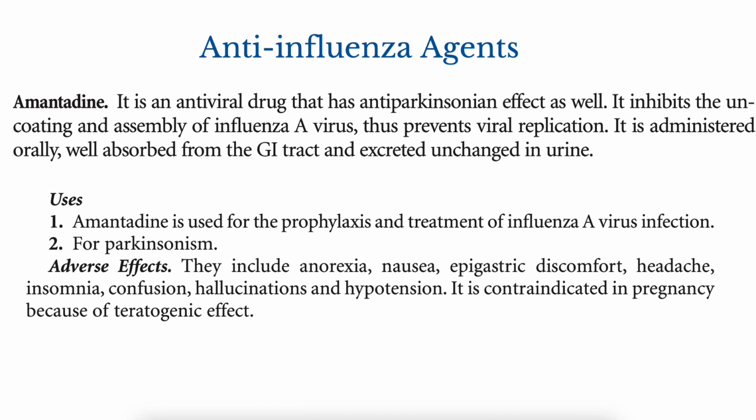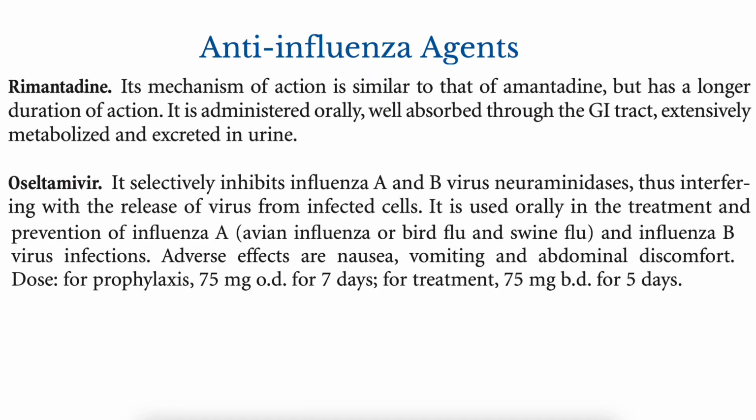Uses. Amantadine is used for the prophylaxis and treatment of influenza A virus infection, and second, for Parkinsonism. ADRs include anorexia, nausea, epigastric discomfort, headache, insomnia, confusion, hallucination, and hypotension. It is contraindicated in pregnancy because of teratogenic effect. Rimantadine. Its mechanism of action is similar to that of amantadine, but it has a longer duration of action. It is administered orally, well absorbed through the GI tract, and extensively metabolized and excreted in urine.